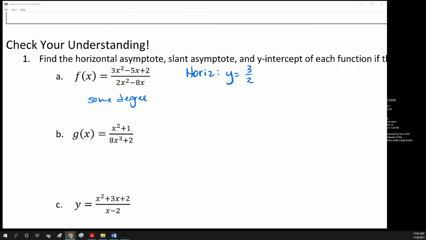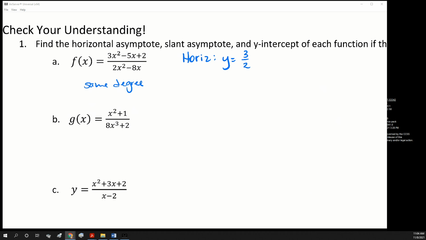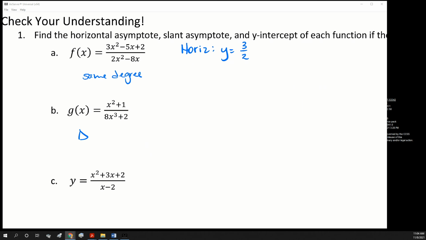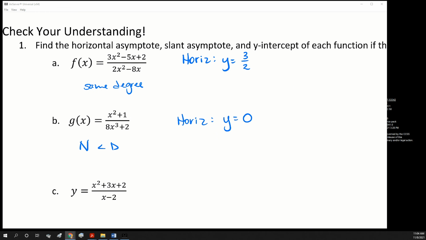All right, let's do one more and then we'll talk about one other thing. So for the next one, let's look at the degree of the numerator and the degree of the denominator. What do you guys notice? The numerator's degree is less than the denominator's. All right, so that's the second situation. So when that happens, the horizontal asymptote is the line y equals 0.